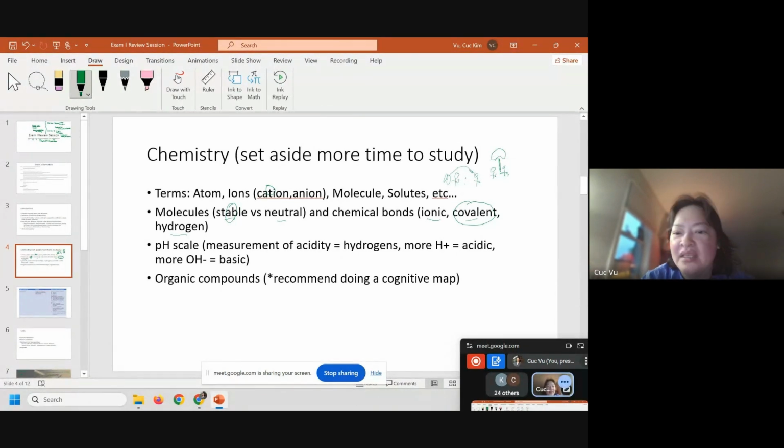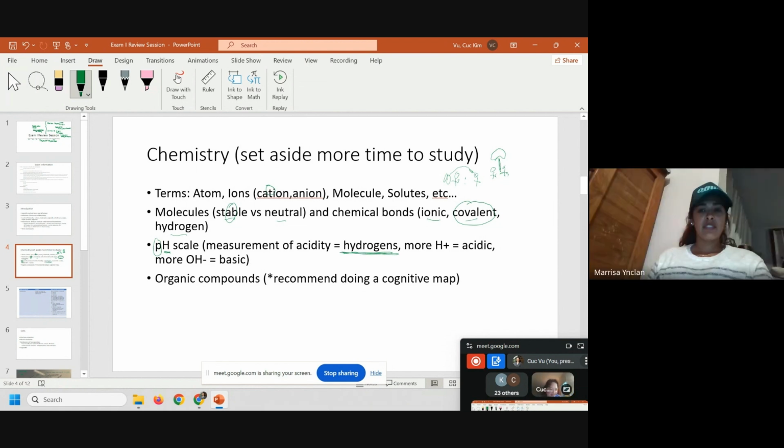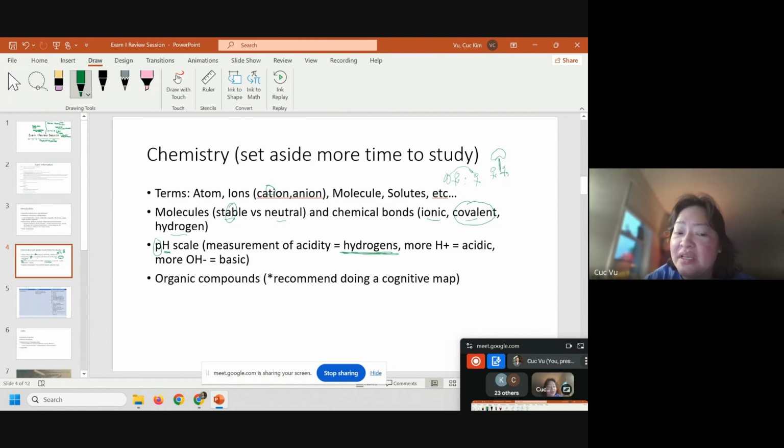Okay, so some ways to help you remember. Make sure you know the pH scale. In pH, P means the logarithm, and it's measuring H. What does H stand for on the periodic table? It's hydrogen. So pH means the logarithmic value of hydrogen.